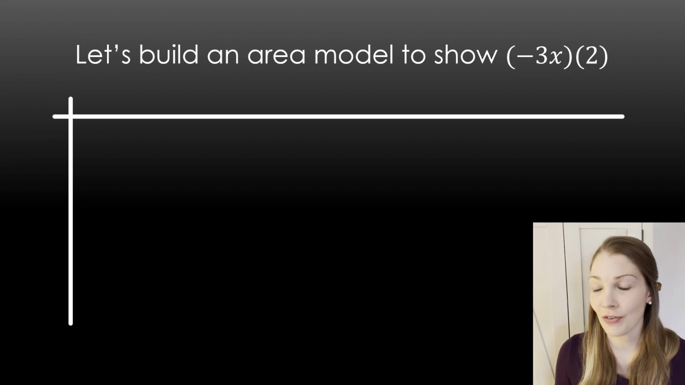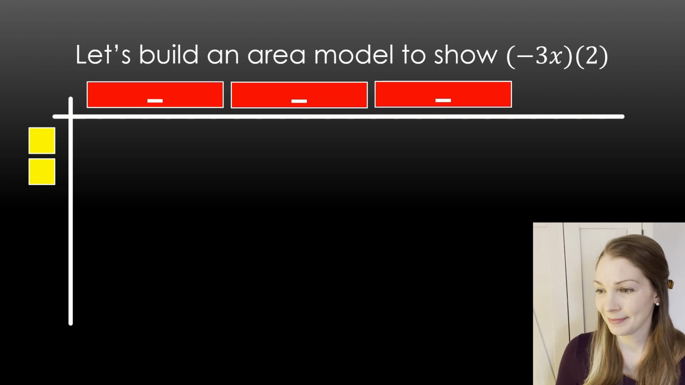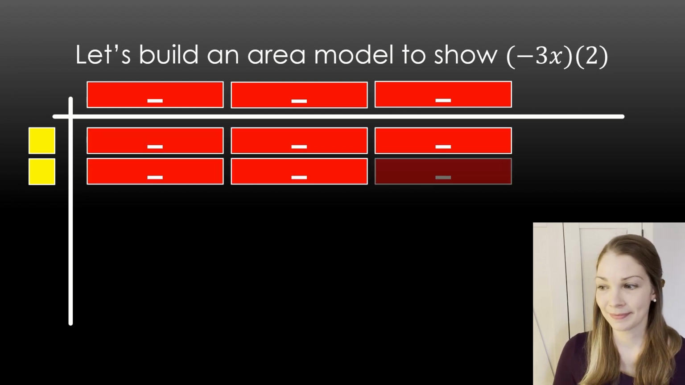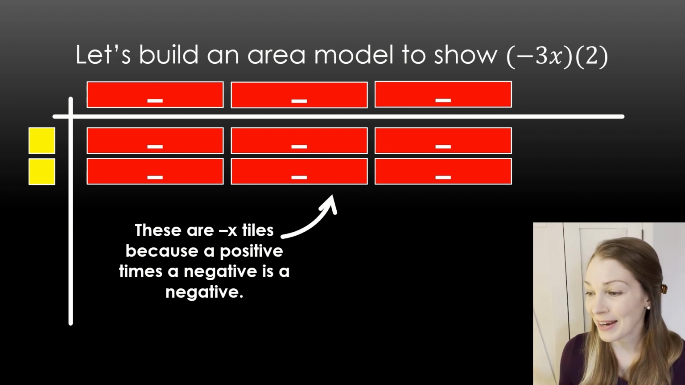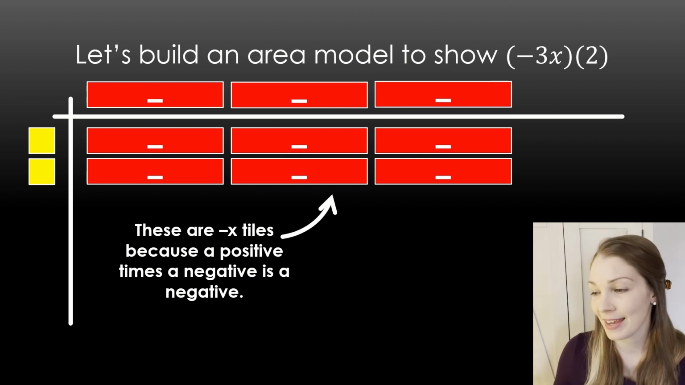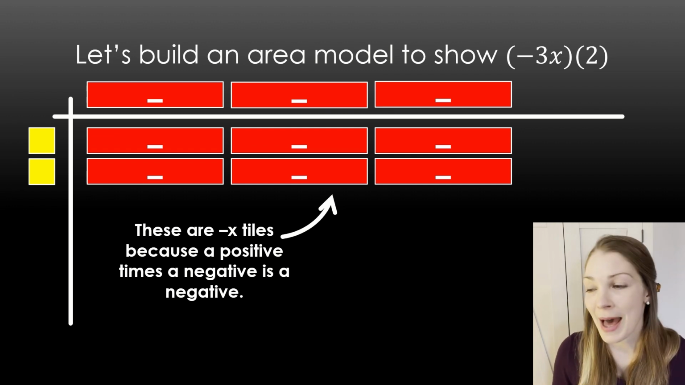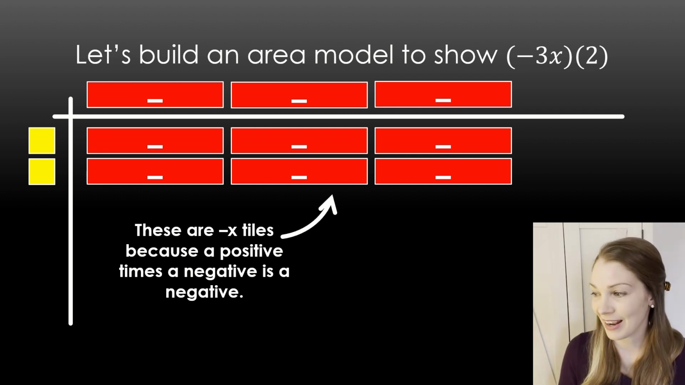Now let's build an area model to show negative 3x times 2. So feel free to pause or go ahead and arrange your dimensions in both ways. Okay, if you got that, now fill in your area. Now, did you think to use negative x tiles? Here we have negative x's because a positive times a negative is going to equal a negative. We need students to know that going in. Hopefully that's something they remember from middle school, because that will affect their final answers when they're filling in the tiles, either positive or negative. So here we have a final product of negative 6x.